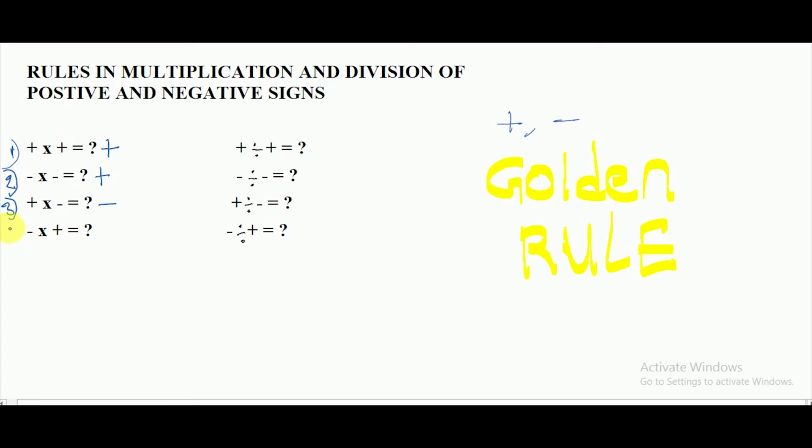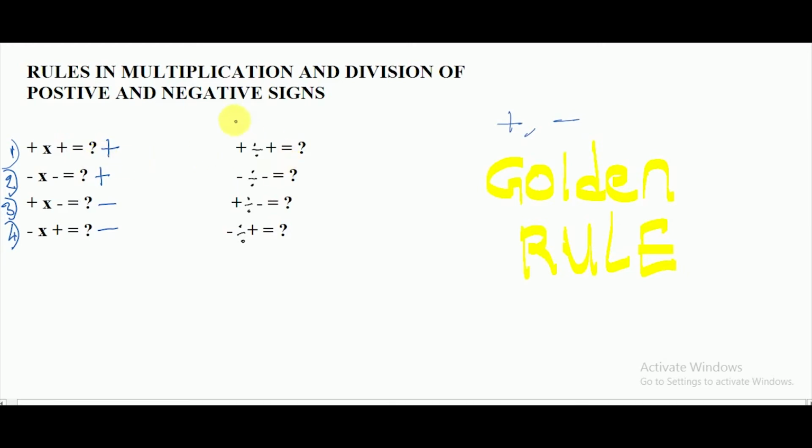Next one, number 4, minus times plus. Wherever the minus is, once the signs here are different, it will give us a negative sign. That is it. Once the signs are different, it will give us a negative sign. But if the signs are the same, it will give us a positive sign. That is the rule you can use to solve any questions in this.